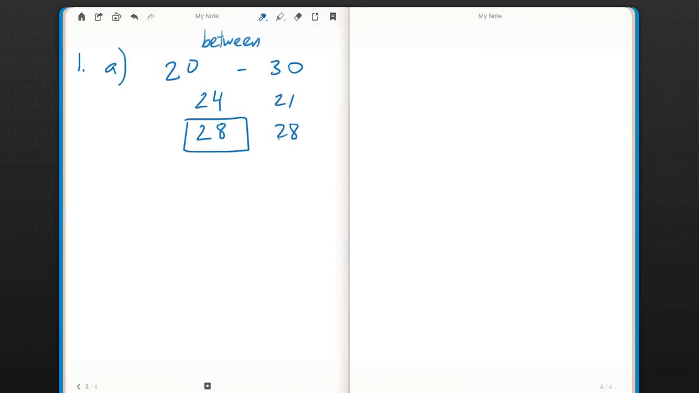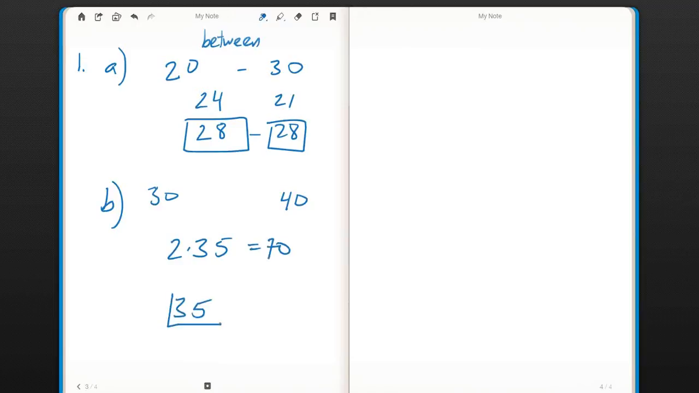21 and 28 would be the options for multiples of 7. So 28 is the one that meets both criteria. Part B, a number between 30 and 40 that is a factor of 70. And maybe you see that right off and realize that 2 times 35 is equal to 70. So the number that we're looking for is 35.